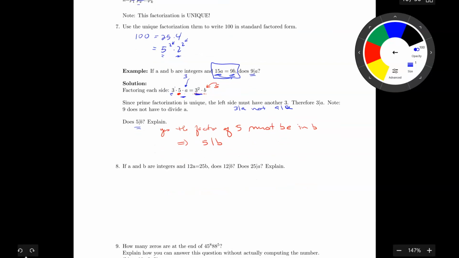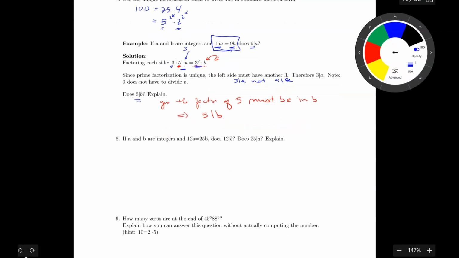Okay, so let's start from the drawing board, and you can turn it off and try to do it on your own, or just go along with me. So here's the statement, and then I've got 2 questions here. So let's break up 12. So that's 4 times 3, or 2 squared times 3 times a, equals 5 squared times b. Okay, so first off, does 12 divide b? So does 12 divide b is the question.